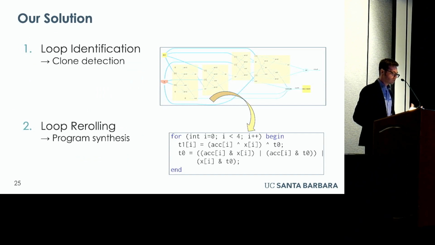So our solution to the loop rerolling problem is to break it down into two subproblems and adapt a different PL technique to solve it. First we have loop identification. We want to find potential candidates for loop rerolling. I adapt some techniques from software clone detection to do this. Then once we have loop candidates, we want to actually reroll those into loops. And to do this, I adapt CEGIS-based program synthesis techniques.